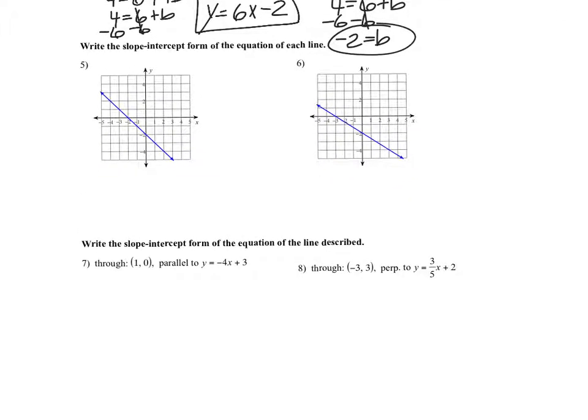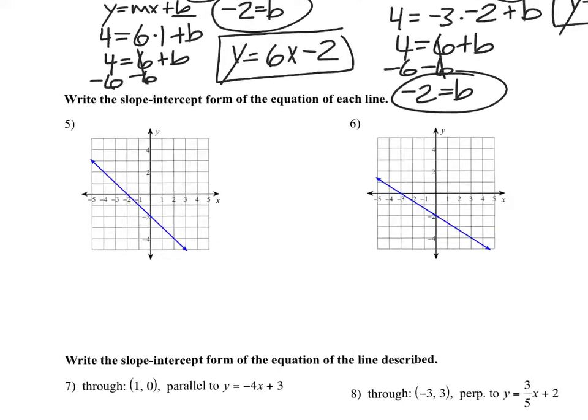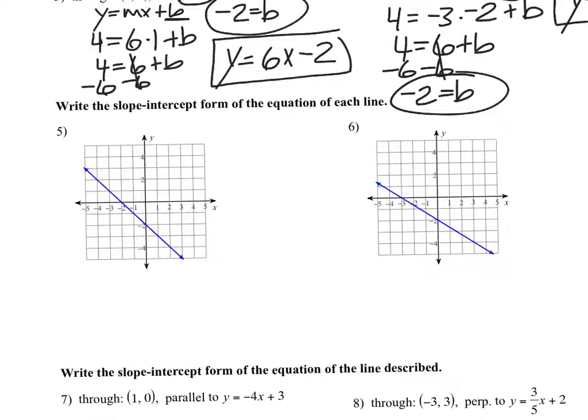All right, the next one. Write the slope-intercept form of the equation of each line. So now we're given a graph, okay? So the two things we need to find are my y-intercept, which is right here. It's where it crosses the y-axis. So in this case, my b is -2. And I find my slope. Now, how do I find my slope? I just pick 2 points.